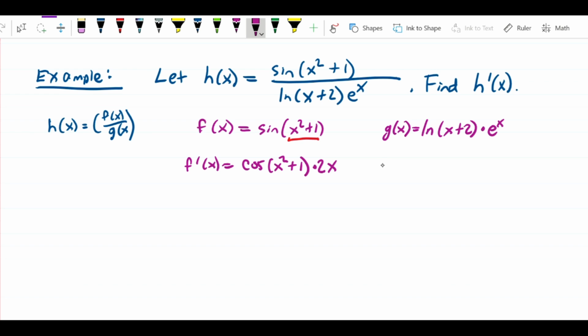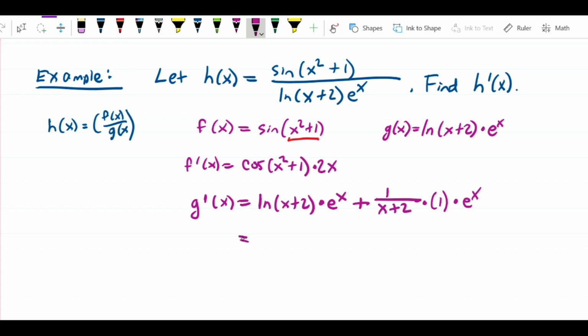And then we have g prime of x. I'm going to need a little more space for this because this is actually a pretty complicated derivative. G prime of x equals ln of x plus 2 times the derivative of e to the x, which is just e to the x, and then plus the derivative of ln of x plus 2, which is 1 over x plus 2 times the derivative of x plus 2, which is just 1, right? Because it's going to be 1 plus 0, so that's 1, and then times e to the x.